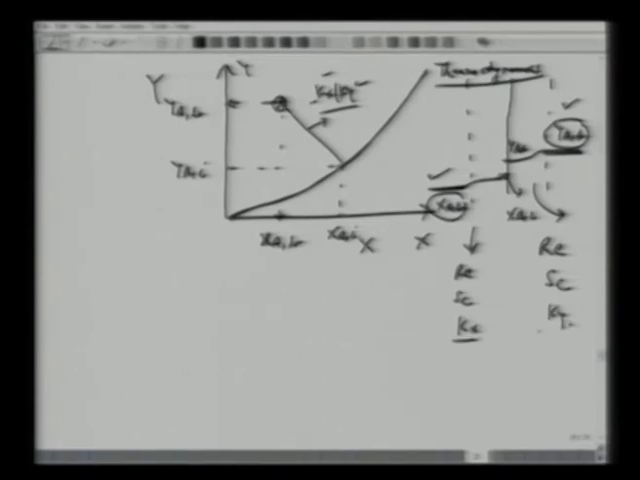Once we know Kx, Ky, we can take the ratios and we can plot this minus Kx over Ky to reach this interface concentration, which is YAI and XAI. Or if we know this XAI and YAI, then we can join this line and then the slope will be given by minus Kx over Ky. So either way it's possible.